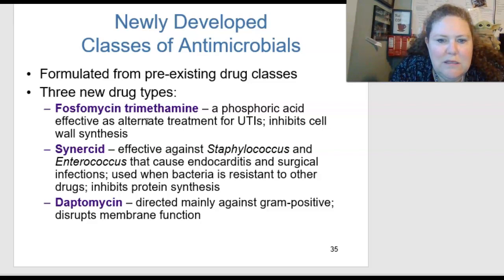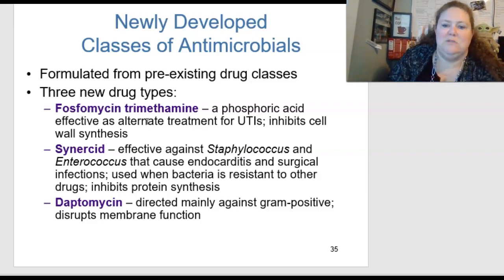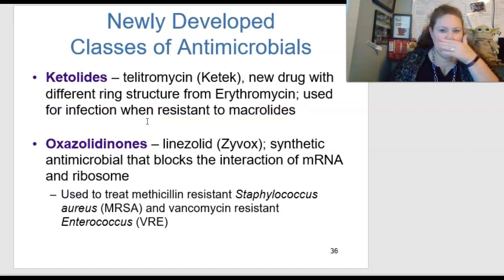We have the synercids, and these are effective against Staphylococcus and Enterococcus, which can cause endocarditis and other surgical infections. They are used when the bacteria are resistant to other drugs, and they inhibit protein synthesis. And then the last class, the daptomycin, is directed mainly against gram-positive bacteria, and it works by disrupting membrane function.